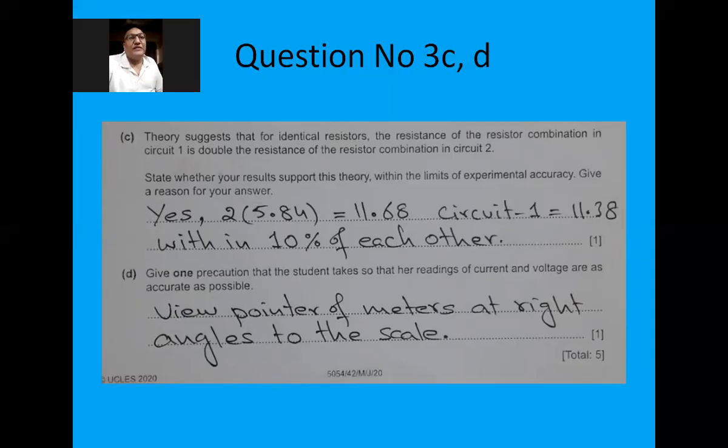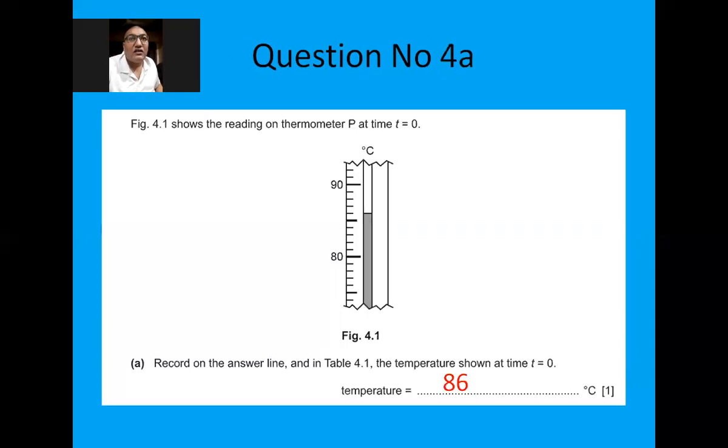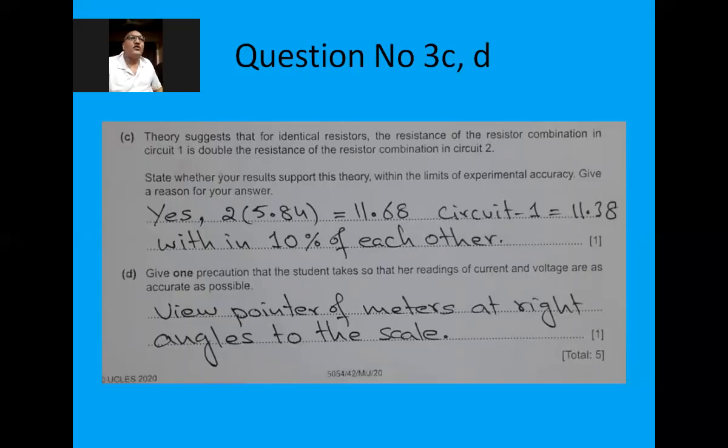Then it says give one precaution that the student takes so that her readings of current and voltage are as accurate as possible. My point of view is, whenever you check the pointer of the voltmeter or ammeter, your line of sight should be perpendicular to the pointer, so there will be no parallax error. So view the pointer of the meters at right angle to the scale. So my dear student, that was question number 3, D part.